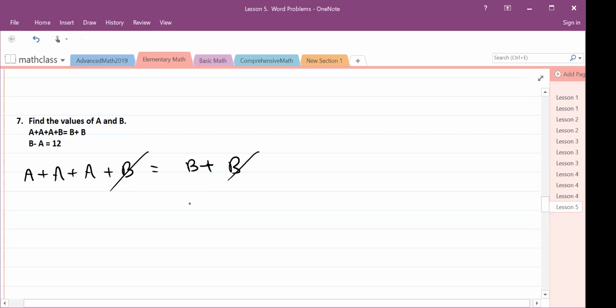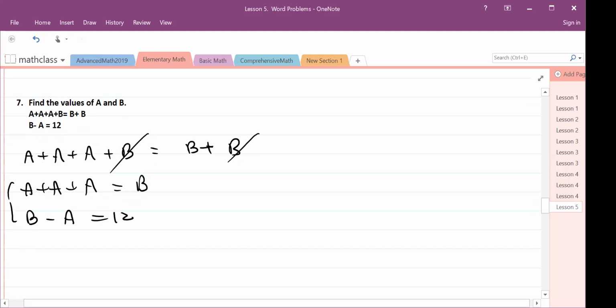It does not have any change made. The relationship is getting simpler. On both sides, it's just like a balance, the scale of the balance. So you have A plus A plus A equals B. And then B minus A equals 12.